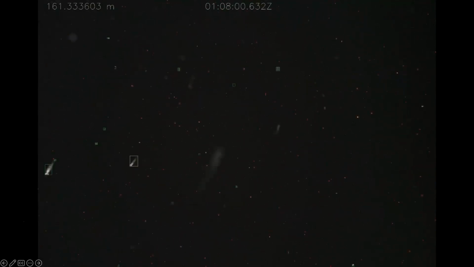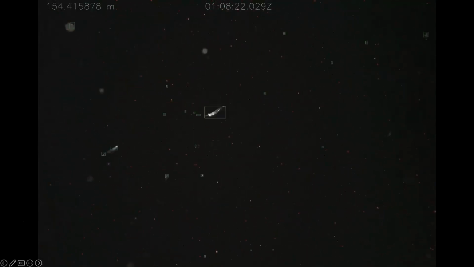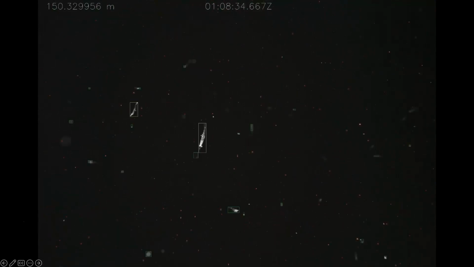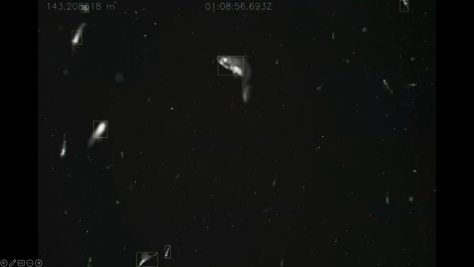And as we start getting closer to the surface, or not to the surface, but up towards 150 meters, we start seeing more and more of our krill friends. And eventually, as we get further and further up, it starts to get rather dense.